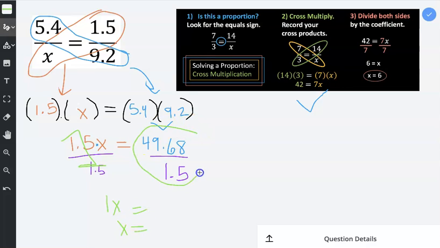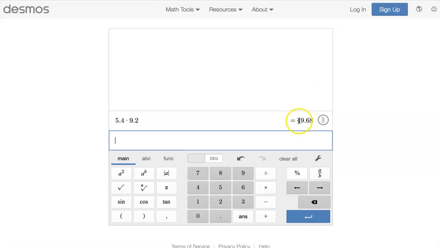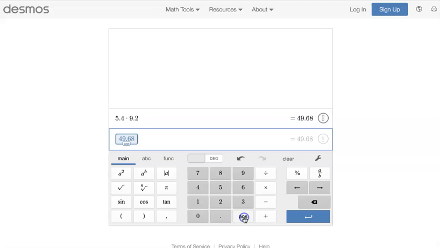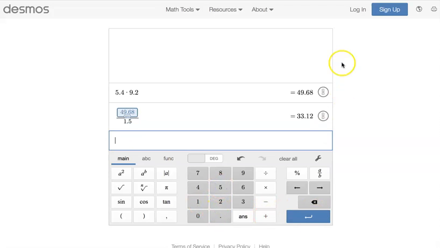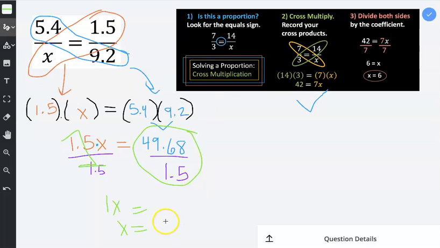And then over here, we can use our calculator to divide this. We already have the 49.68, so that's the previous answer. So I'm going to just click ANS, which means the previous answer, and it pulls that answer down here. And then I'm going to divide it by that 1.5, that coefficient. And I get 33.12. 33.12, and that's my answer.